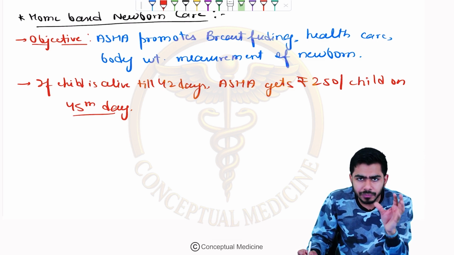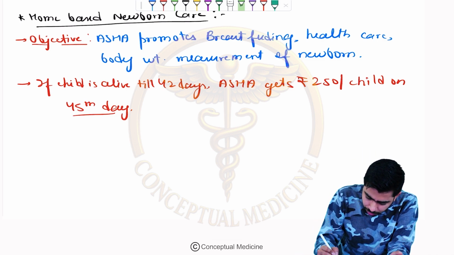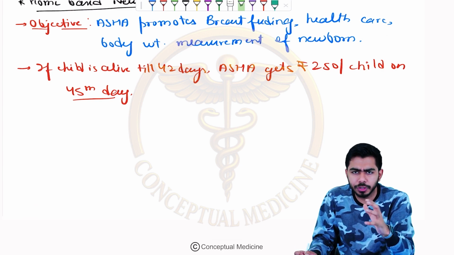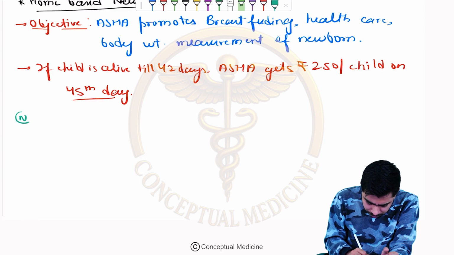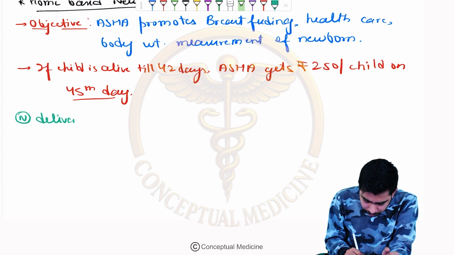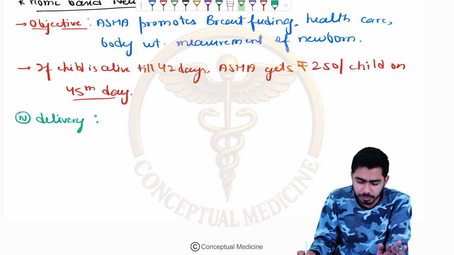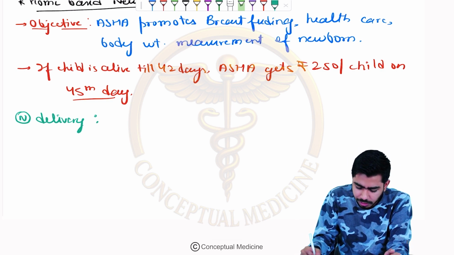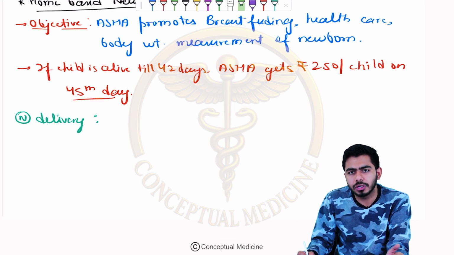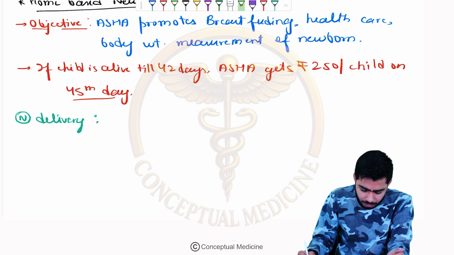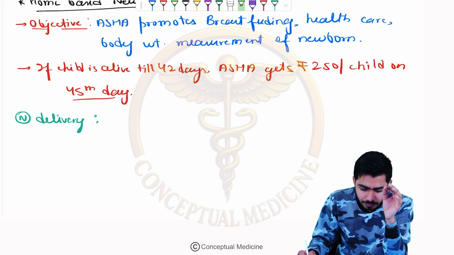Now, what could be the permutations and combinations over here? For example, if there was a normal vaginal delivery in the institution itself, in the hospital itself, then they might ask you how many visits the ASHA worker will be giving under this particular home-based newborn care. So she will be providing the visits.